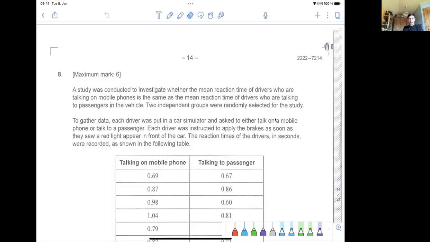Question 8. A study was conducted to investigate whether the mean reaction time of drivers who are talking on mobile phones is the same as the mean reaction time of drivers who are talking to passengers in the vehicle. Two independent groups were randomly selected for the study. To gather data, each driver was put in a car simulator and asked to either talk on a mobile phone or talk to a passenger. Each driver was instructed to apply the brakes as soon as they saw a red light appear in front of the car. The reaction times of the drivers in seconds were recorded as shown in the following table.